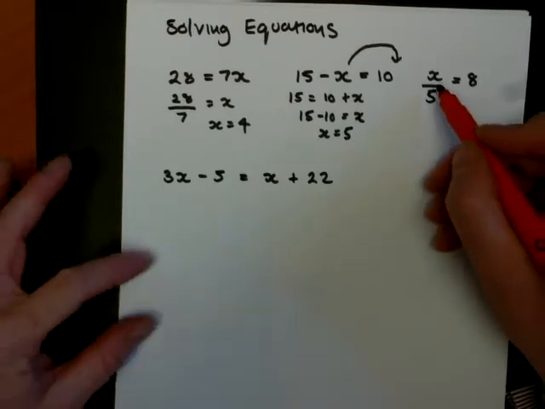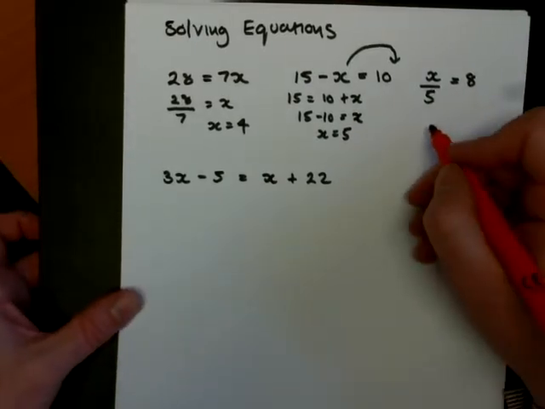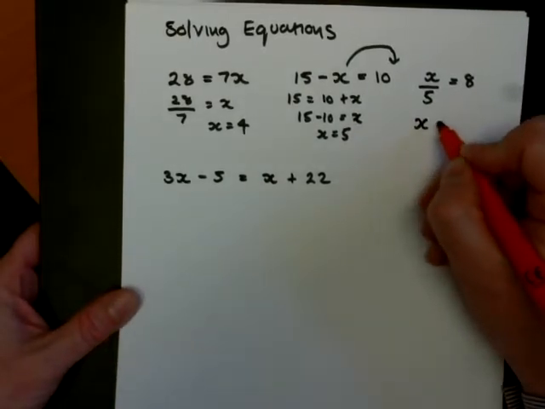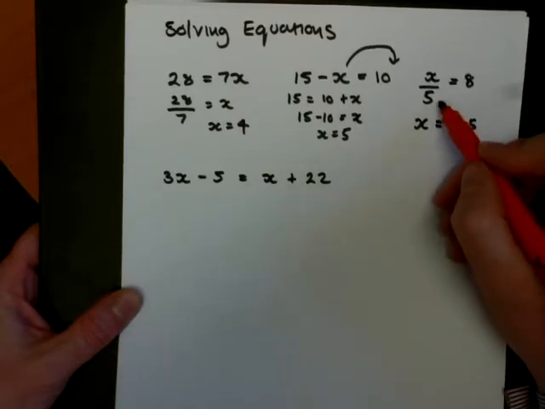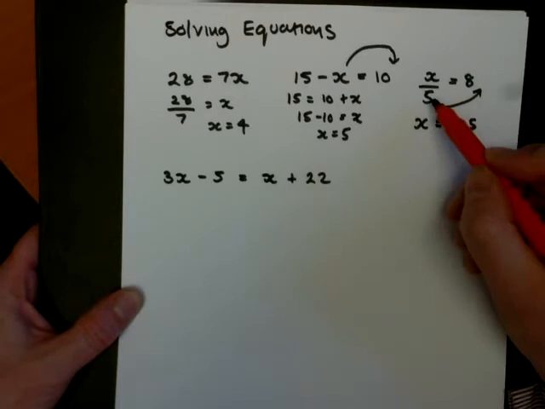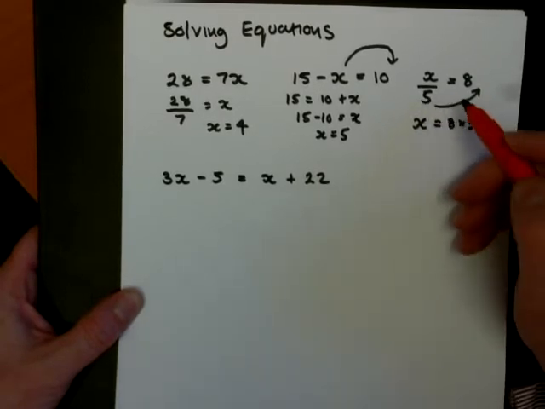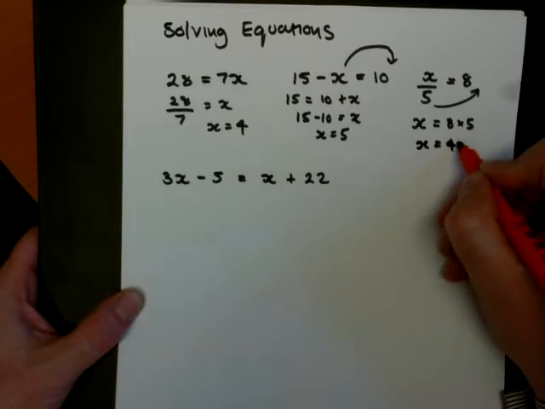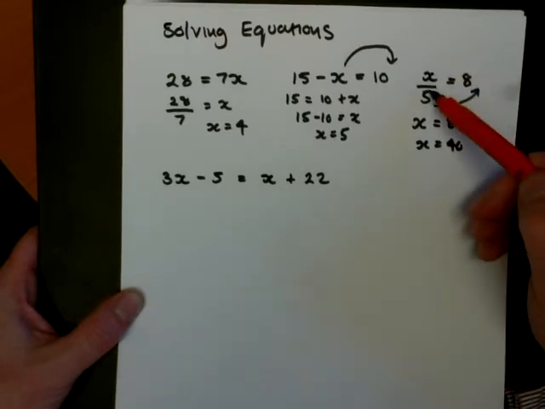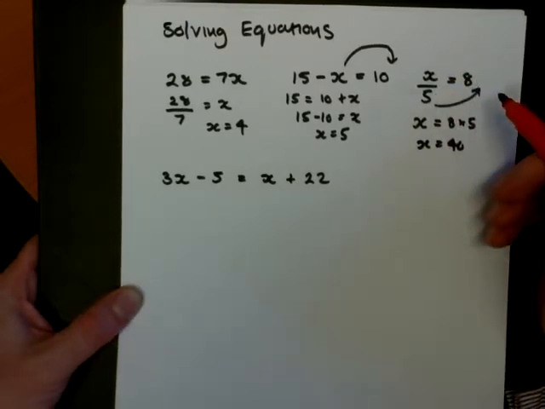And finally, if x divided by 5 is 8, to undo divide by 5, we multiply the 8 by the 5, moving it to the other side, and it becomes the opposite of what it was doing. So it was dividing, it now multiplies. That gives us x equals 40, and we check that 40 divided by 5 is 8.